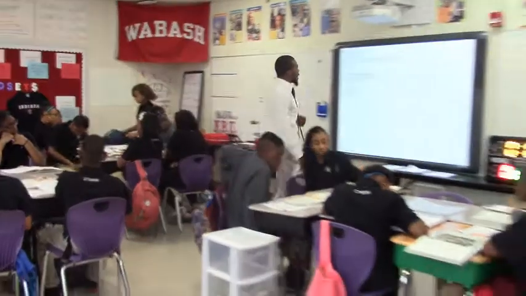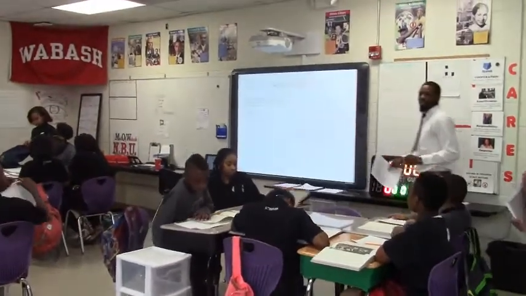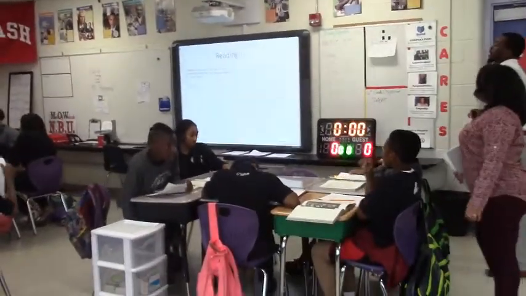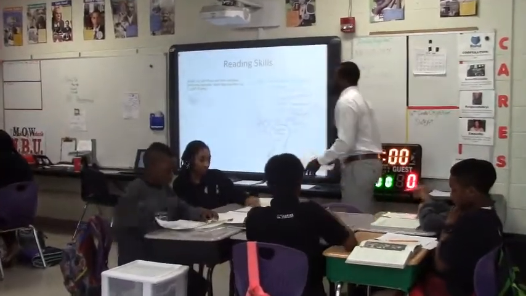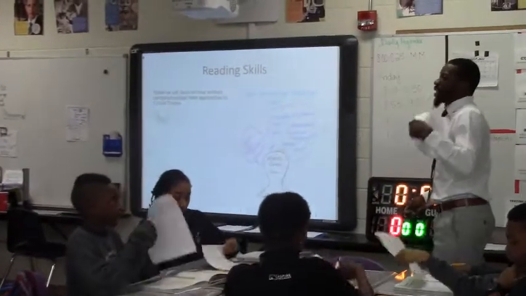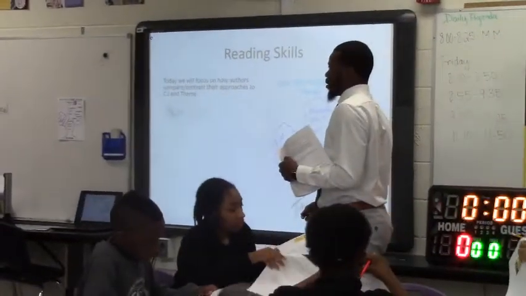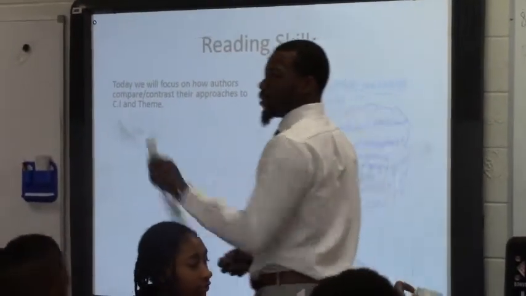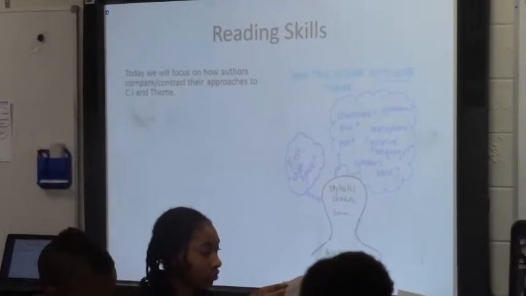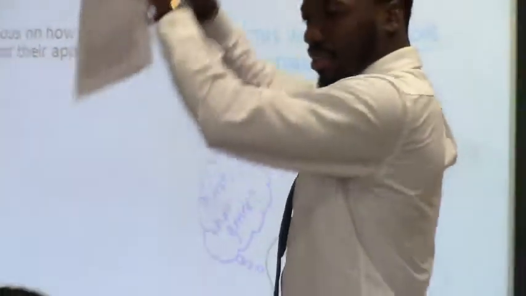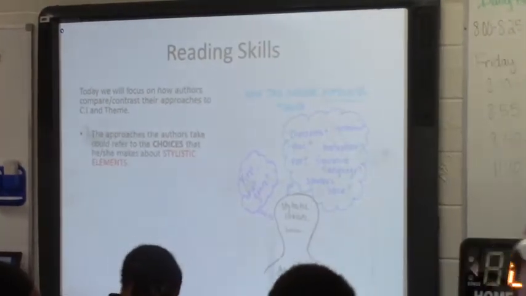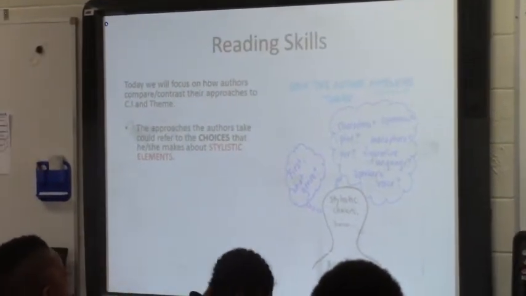Moving on. So, somebody read this for me. Today we will focus on what? Comparing and contrasting author's approach to central idea and theme. But more specifically, we're going to focus on theme. And we know the theme is a what? You don't have it on your paper. The theme is the moral message or lesson of the story. Does it or does it not include character name? Does not include character name. Alright. Somebody read, Trinity, read that for me.